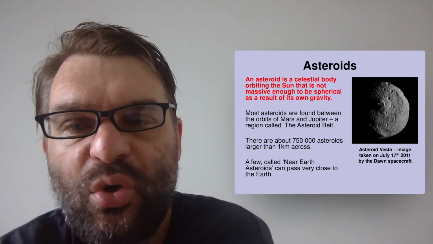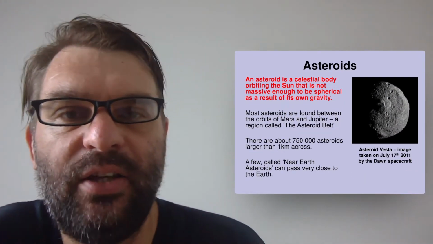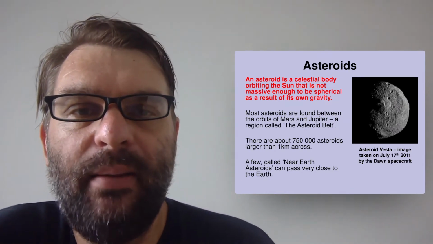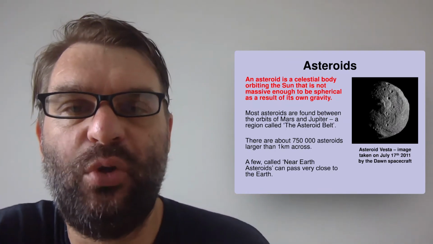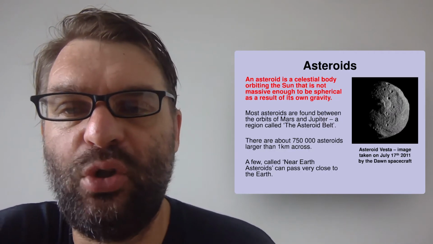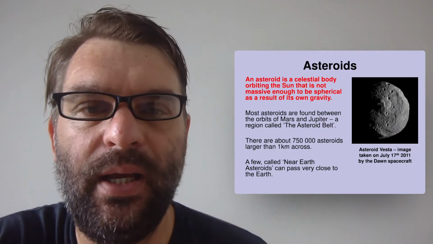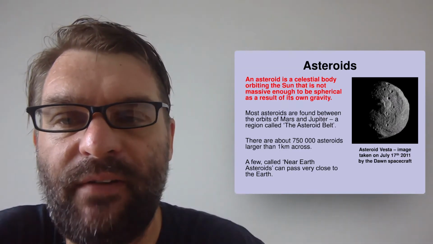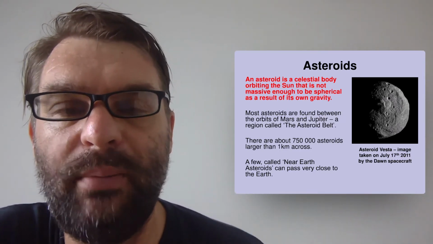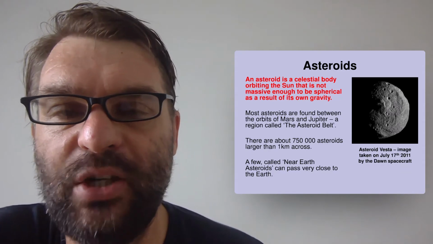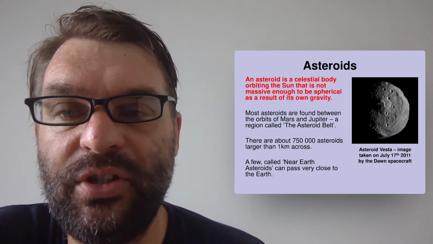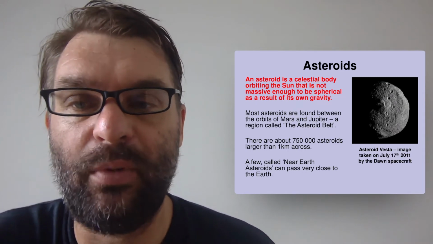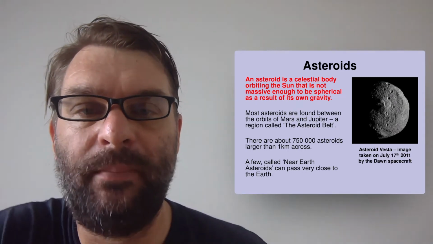We also have asteroids. An asteroid is again an object in space which orbits the Sun, but it's not massive enough to be spherical due to its own gravity, so it's of different shapes. Most asteroids in our solar system are found in the belt between Mars and Jupiter, also known as the asteroid belt. There are nearly 1 million asteroids larger than a kilometer across in this belt.